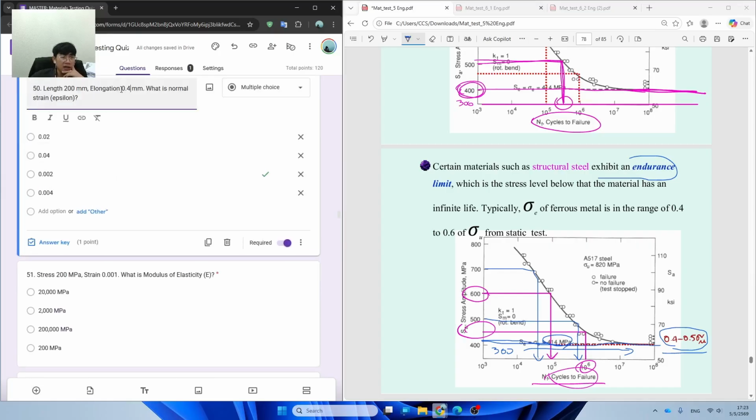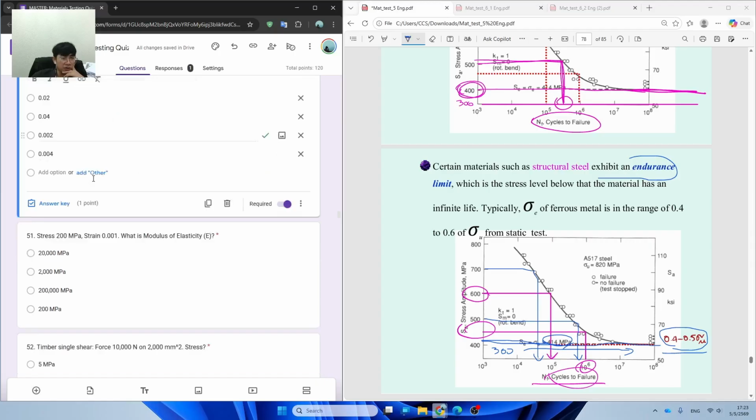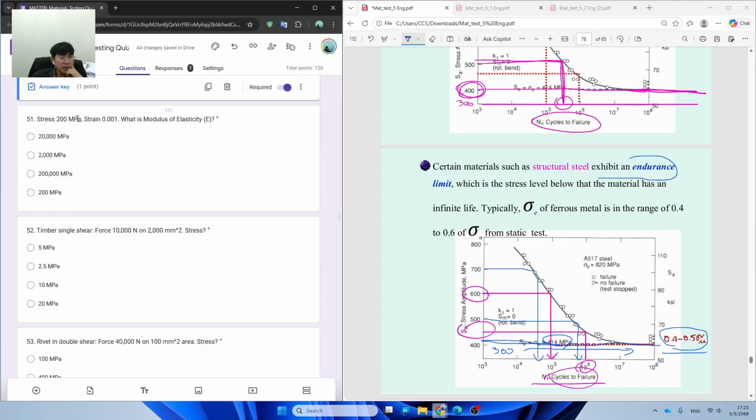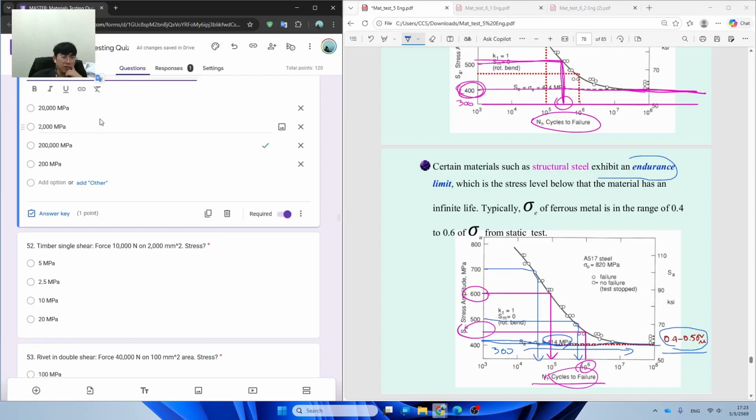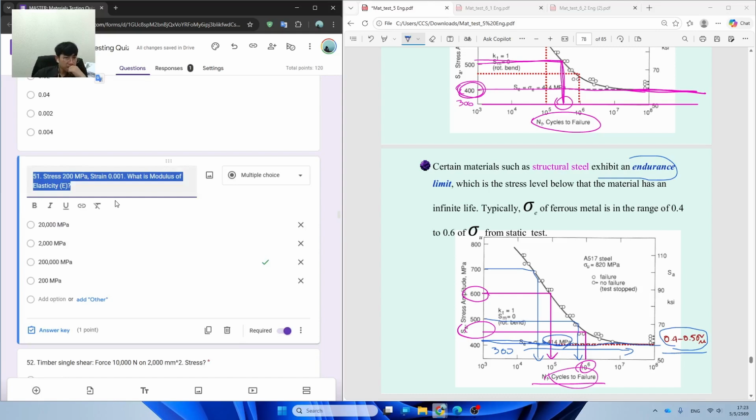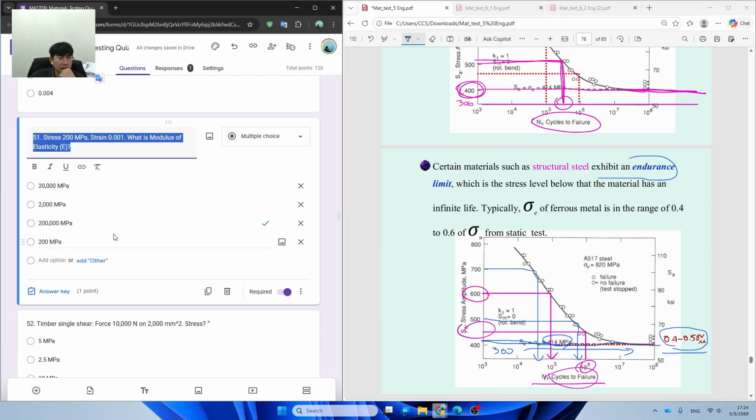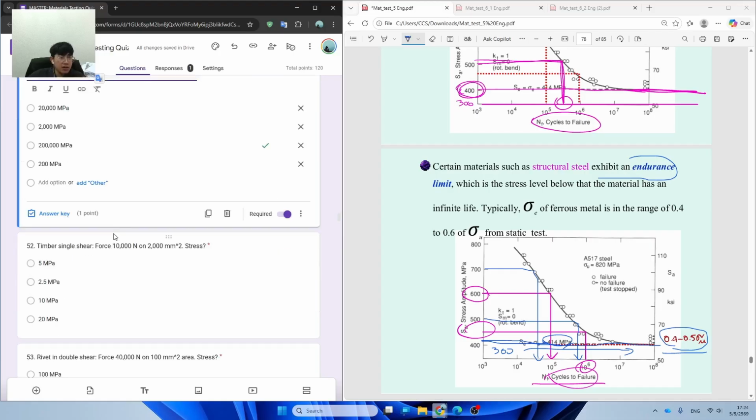length and the deformation under the force. So to get the strain of it is going to be 0.4 divided by 200, and the answer is going to be 0.002. And if the stress in linear elastic equals 200 megapascal and has the strain of 0.001, the modulus of elasticity according to Hooke's law is going to be stress over strain, and the answer is going to be 200,000 megapascal.